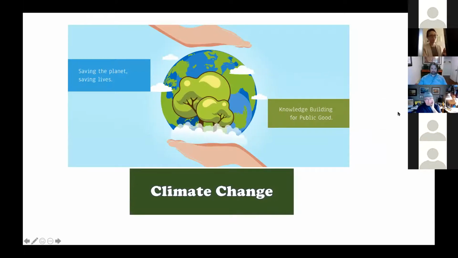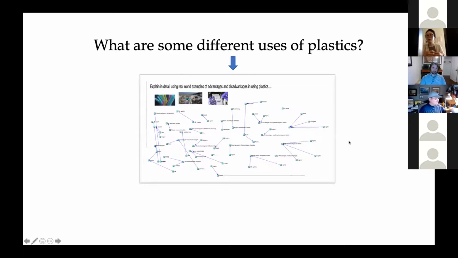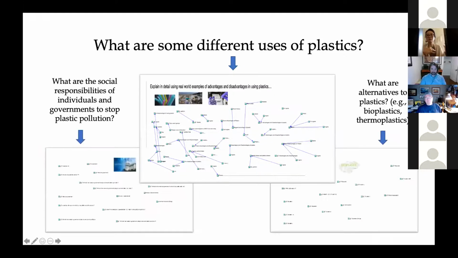One of the things they talked about was climate change. As you know, last year there was a huge movement of climate strikes led by young activists, and countries around the world have been banning single-use plastics, so plastic pollution was a really hot topic that the students discussed. They decided to expand the discussion beyond single-use plastics, straws and recyclables to think about how plastics are used in everyday life. One example was how plastics are used in medicine. The discussion was really rich, and they expanded to think about the social responsibilities of individuals and governments to stop plastic pollution, as well as alternatives, and the other side of creating new forms of materials to address the functions of plastic.